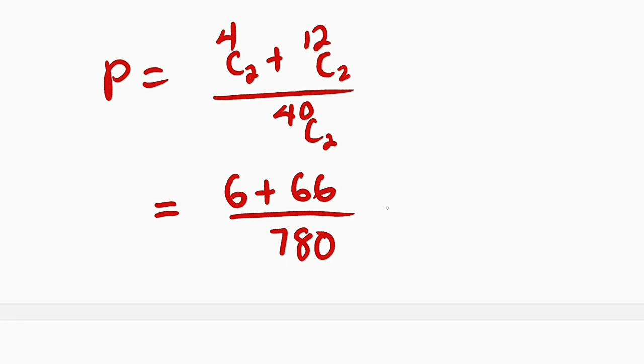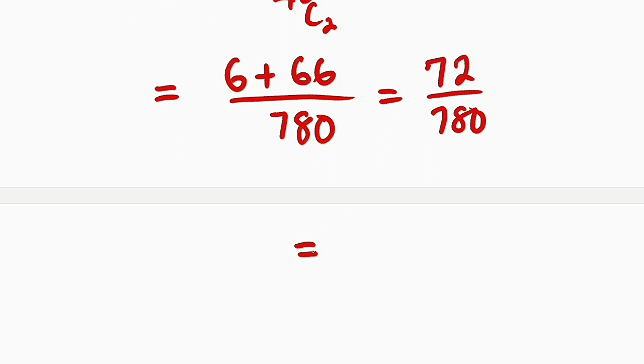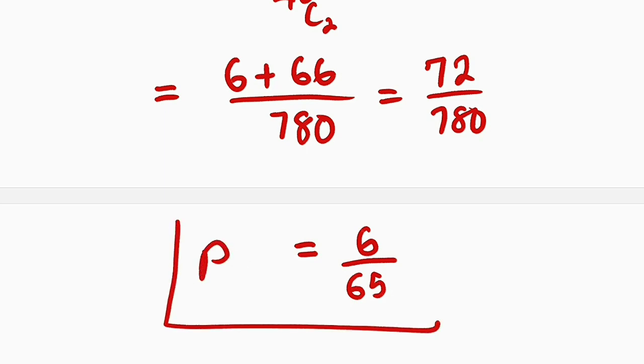And 66 plus 6 will give us 72. So this is 72 divided by 780. And we can reduce this to the lowest term as what? Because we know that 12 can divide 72 how many times? 6 times. And 12 can divide 780 65 times. And hence, this is said to be the probability.